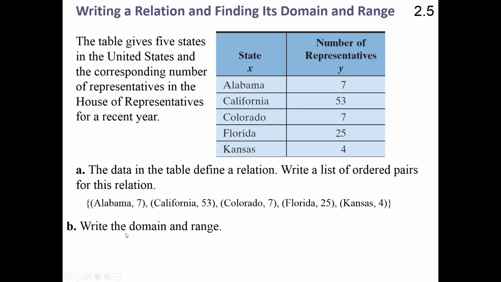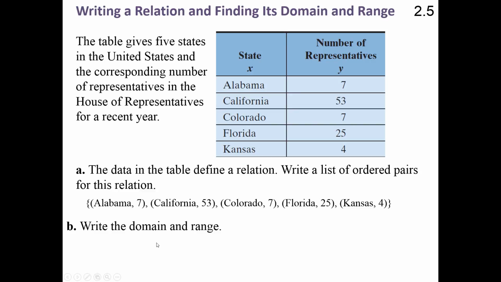X is the first element in the ordered pair, that's the state, and Y is the second element in the pair, and that's the number of representatives in the state. So the first entry here corresponds to the ordered pair Alabama, 7, and the second entry in the table is California, 53, and so on. So here are the 5 ordered pairs that represent this relation.